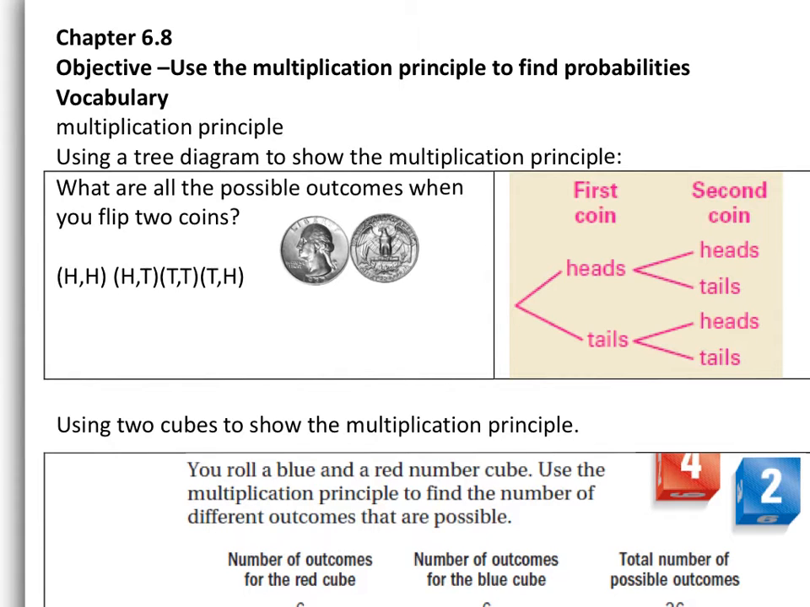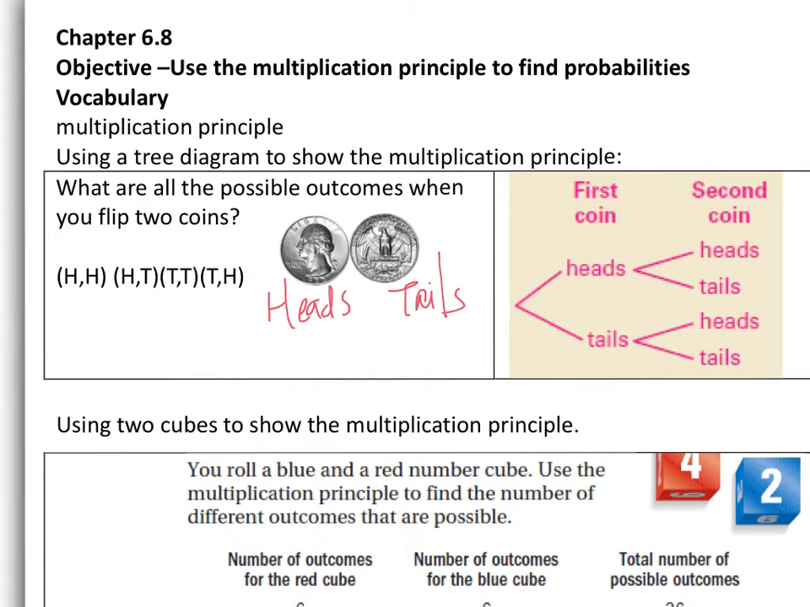6.8. The objective of this lesson is to use the multiplication principle to find probabilities. I will use a simple example to illustrate what the multiplication principle is. Let's take a coin, for example. The side with the head is called heads. The side with a golden eagle is called tails.